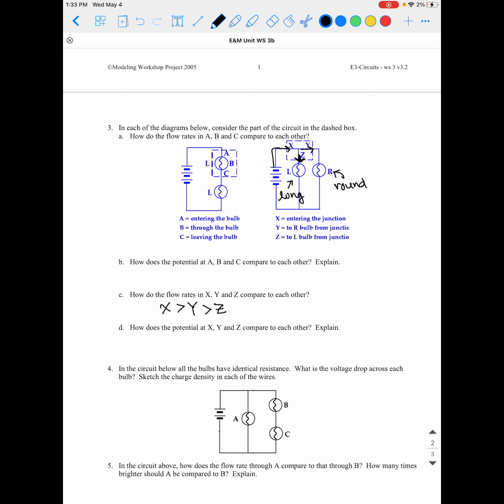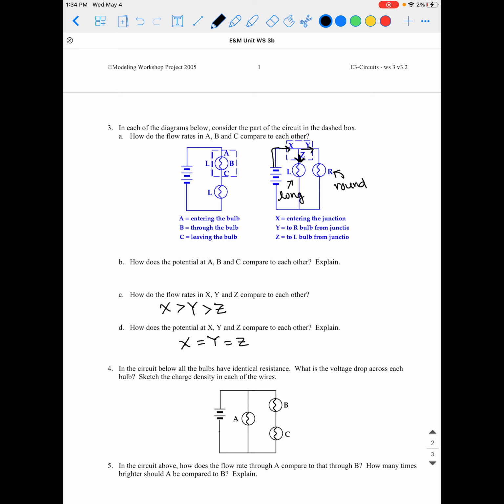And explain, well, these are parallel circuits, which means that the potential drop between each circuit is going to be the same. And potential drop basically means, or potential difference basically means the voltage. And so X, Y, and Z are going to have all the same potential difference.